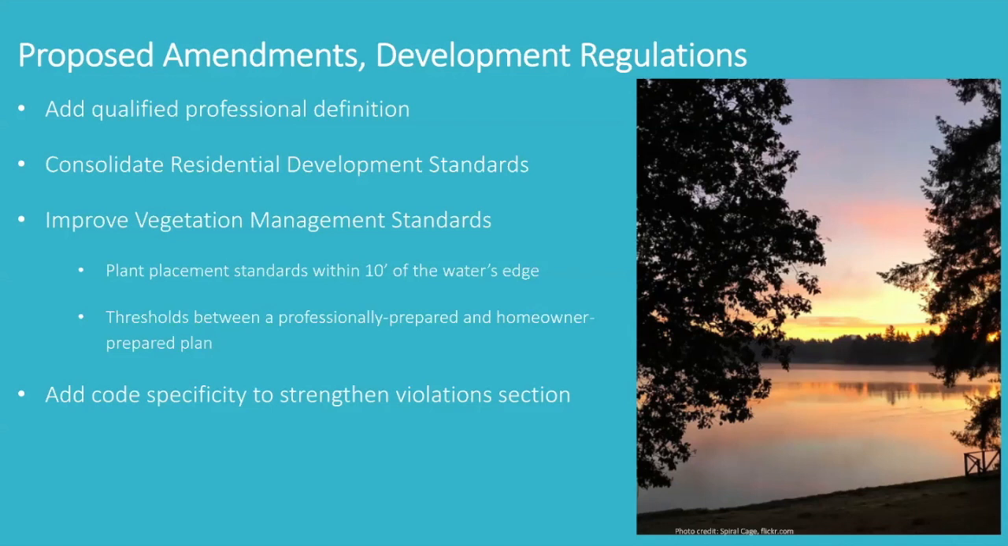And then really helping, that kind of dovetails into the vegetation management standards. So making sure that there's clear standards in terms of when you're doing a planting plan, that it's within 10 feet of water's edge, and then giving some leeway if you're doing minor development, if you're not increasing any impervious surface, to instead of requiring professionally prepared plans for every kind of development, maybe having some allowances for homeowner prepared plans, so long as it's to scale and meets the minimum plant spacing requirements.